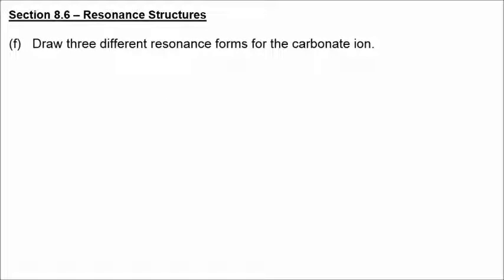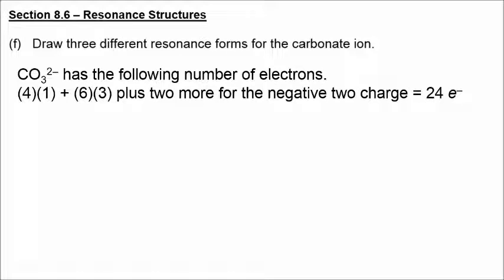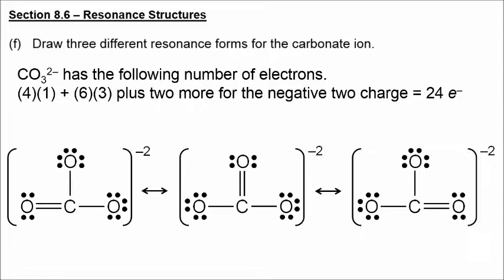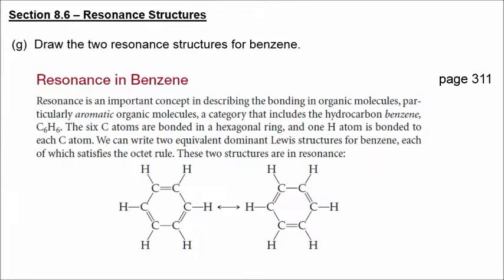Now we have to draw not two, but three different resonance forms for carbonate. So carbonate CO3 2- has 24 electrons. And if we stop here, we don't have an octet for carbon until we make a double bond. But since I have three different places in which I can draw that double bond, we have three different resonance forms for the carbonate ion. And the average of all three of these structures would be contributing to the overall picture of carbonate.